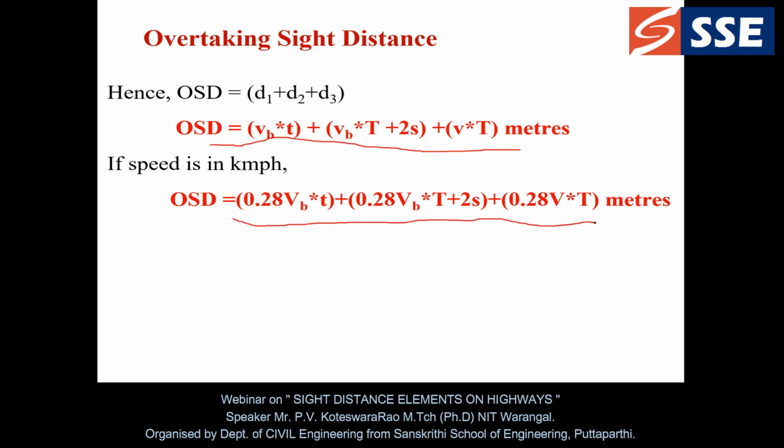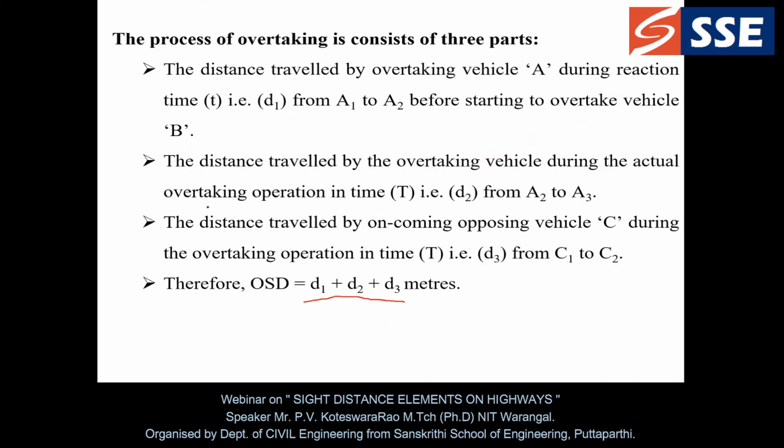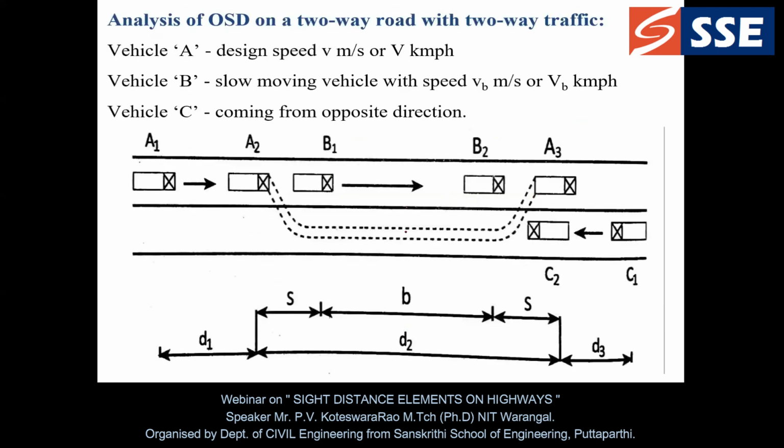Once we know the overtaking sight distance, please observe this diagram. Here we need enough distance for the overtaking process. To have a smooth overtaking process, we must have enough distance. So in general, in the overtaking zone, they will provide certain additional width to the pavement also. So the total components can be represented in a single diagram by using the overtaking zone.